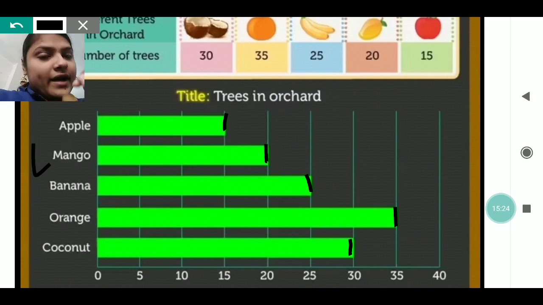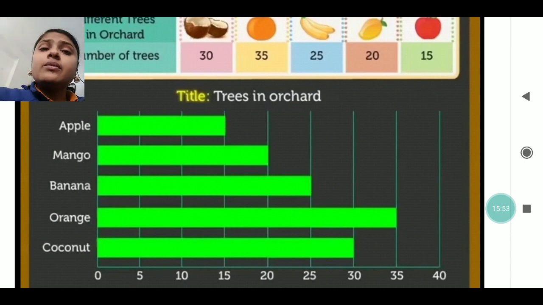Whatever the number or quantity is given, whatever the data is given, accordingly only you have to draw the bars for representing that. Nothing more than that. When you are drawing the vertical bar, you have to write the numbers on the left side and the names below. When you are drawing the horizontal bar, then you have to write the names on the left side and the numbers below. Like this only we draw the bars.